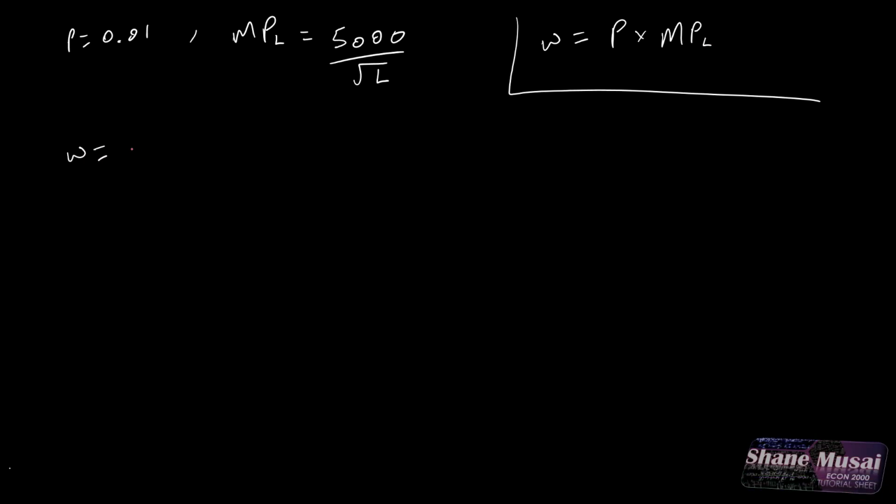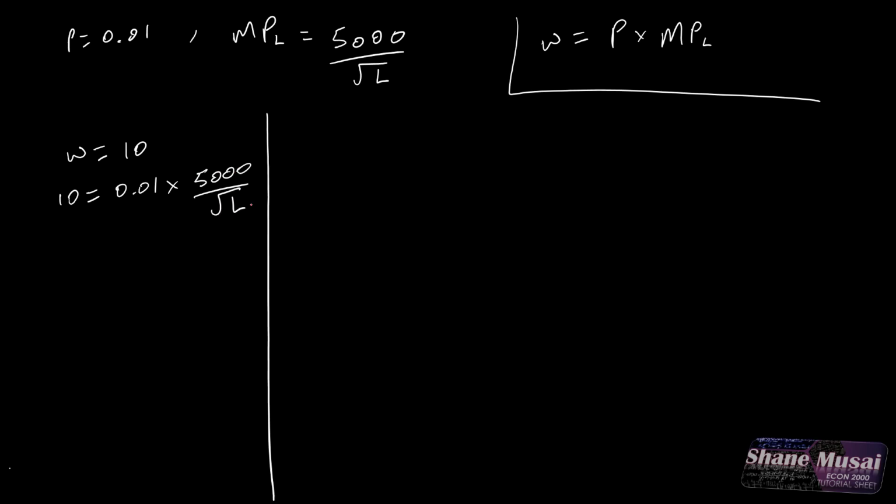First off, when the wage is equal to $10. Therefore $10 is equal to 0.01, the price, times the MPL, which is 5,000 divided by the square root of L. So this is equal to 50 over the square root of L. Therefore the square root of L is equal to 50 over 10, which is just equal to 5. And if you square both sides, you would have L is equal to 25.